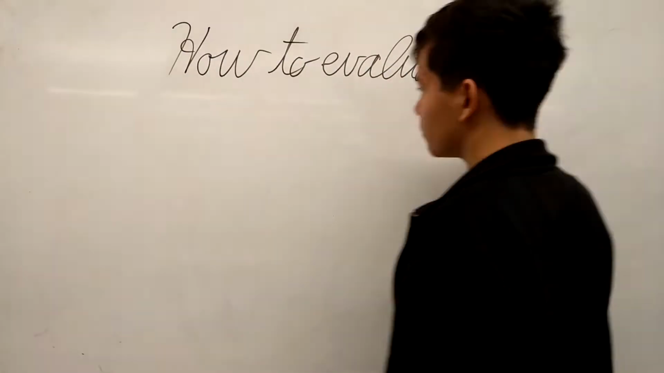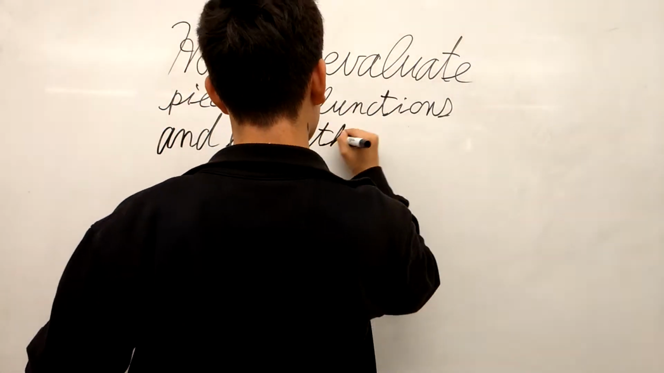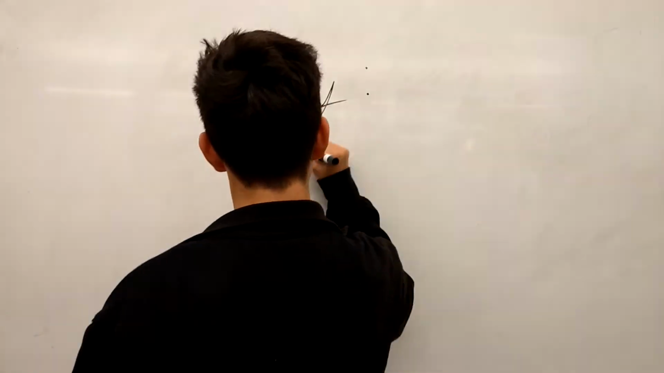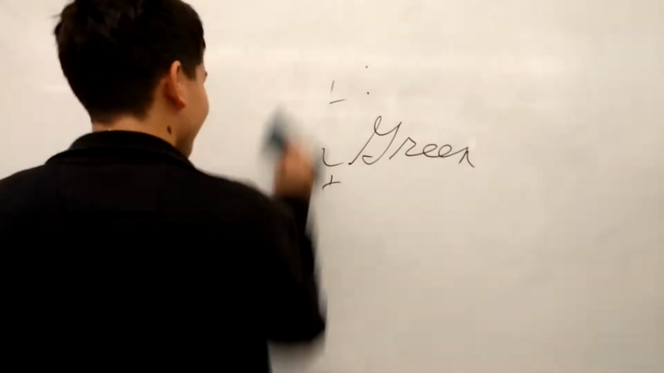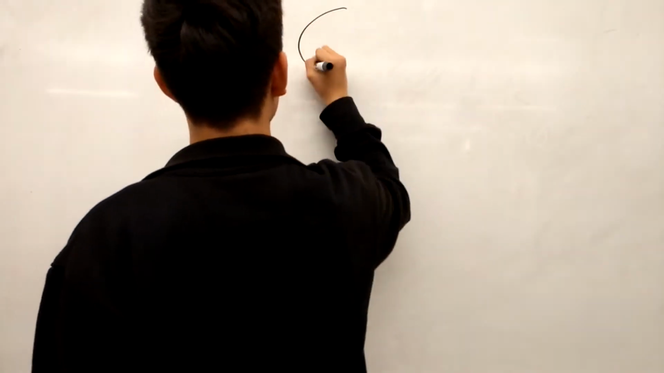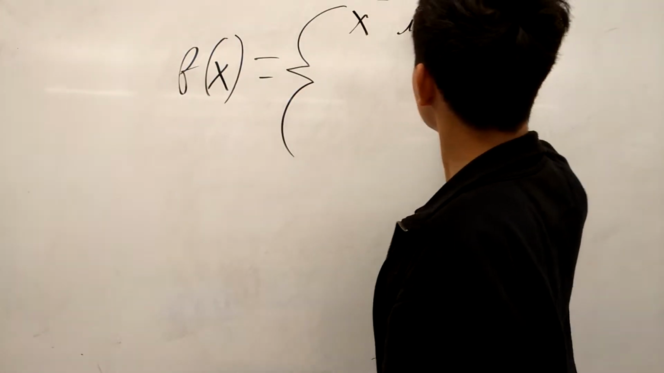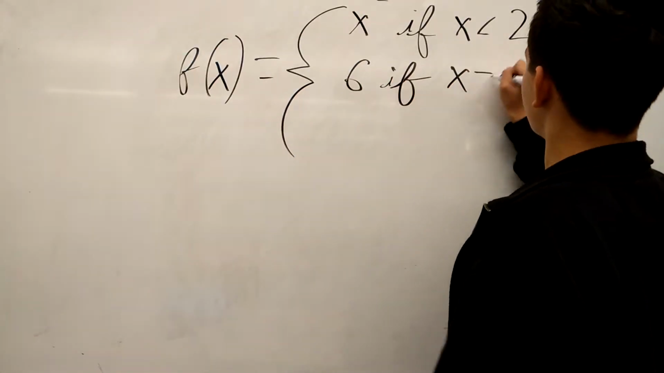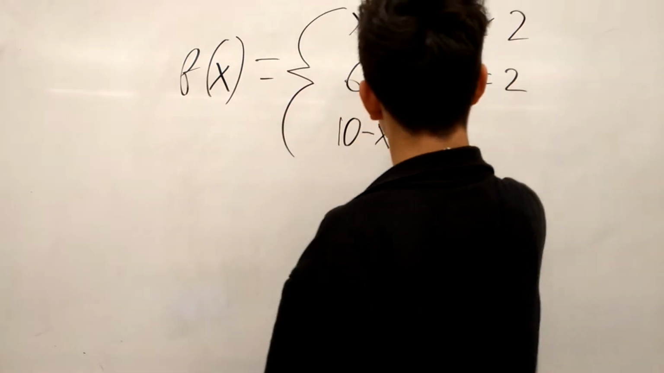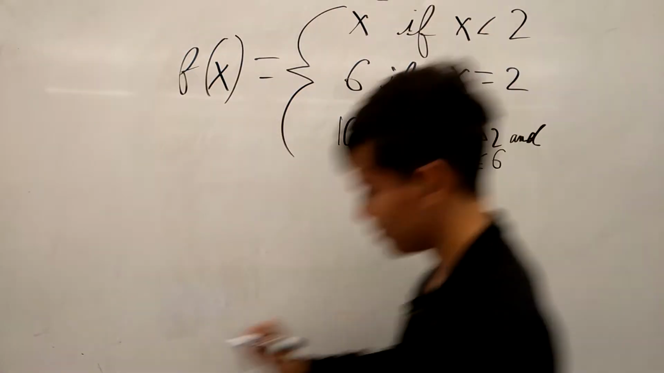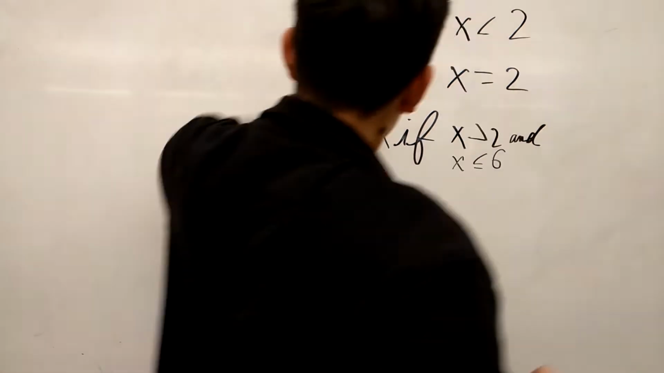In this video, we will be evaluating piecewise functions and finding the domain of a piecewise function. Our piecewise function is going to be f(x) equals x squared if x is less than 2, 6 if x equals 2, and 10 minus x if x is greater than 2 and x is less than or equal to 6. It may seem complicated, but all it is, is a split-up function.